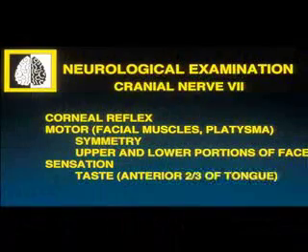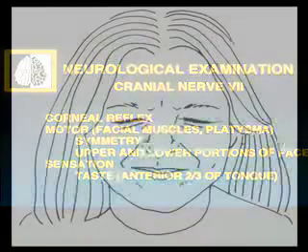So let's talk about cranial nerve number 7. And again, these are primarily the muscles of facial expression. And so, again, what are we looking for?